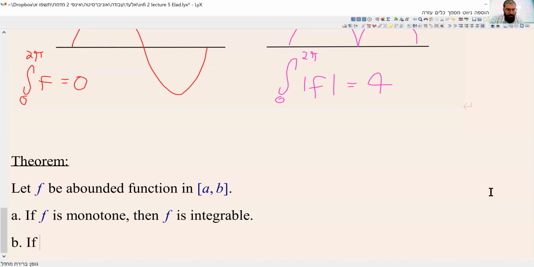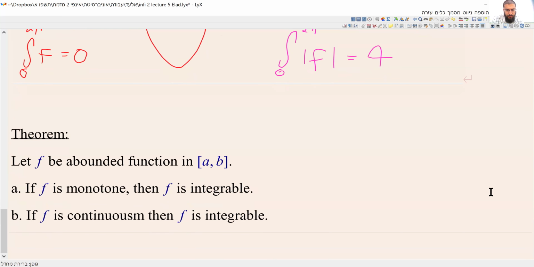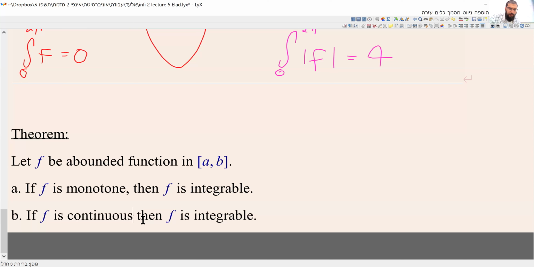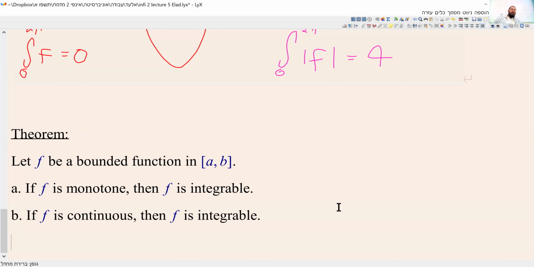Secondly, if f is continuous, then f is integrable. If f is continuous, we know that it is bounded by the Weierstrass theorem. So the condition of boundedness is not needed for the case of a continuous function. It actually happens automatically. But I write it down as one big theorem, so that's our basic starting point.